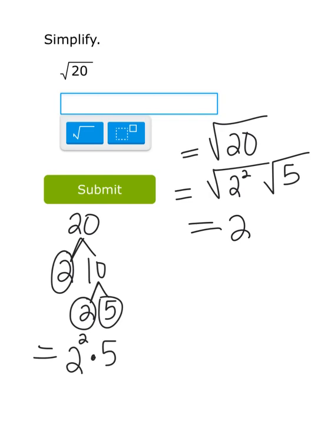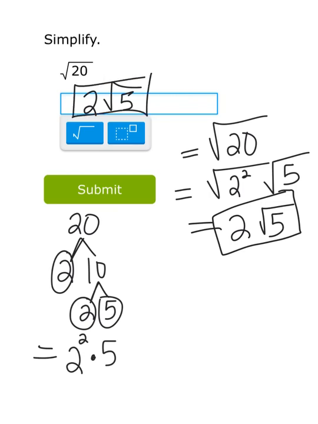So also think about it as like the square root of 4, because 2 squared is 4, the square root of 4 is 2. And then I would just leave square root of 5 as is, because I cannot break that down anymore unless I get a decimal. And we do not want a decimal answer, we want a simplified radical answer. So then I would type in 2 square roots of 5 and submit.